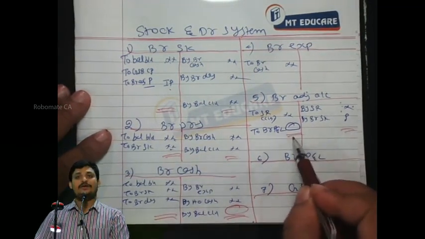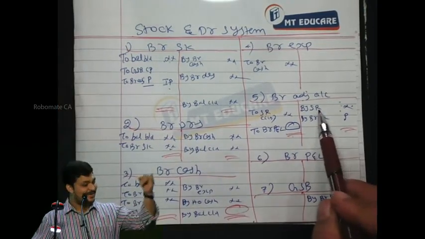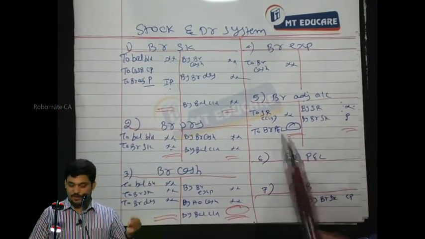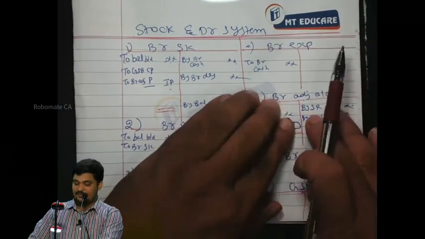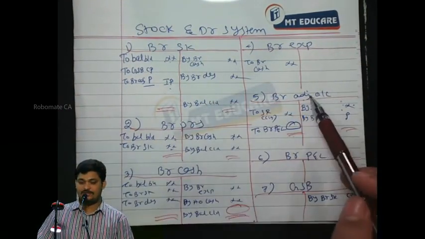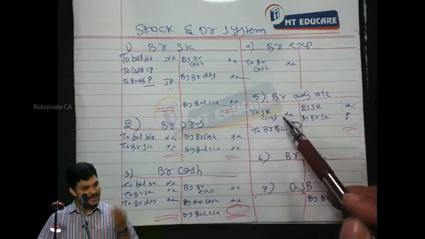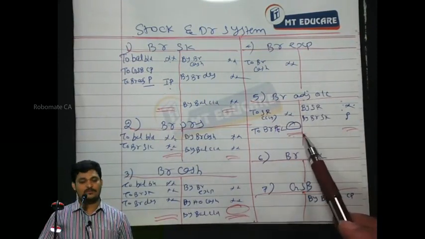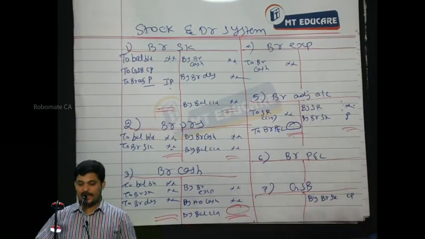Now this is one entry. The stock reserve entry is given in the material. Opening stock reserve, what entry can you tell? Stock reserve to branch adjustment. Closing stock reserve: branch adjustment to stock reserve. Then the balance in the adjustment account: branch adjustment to branch P&L.